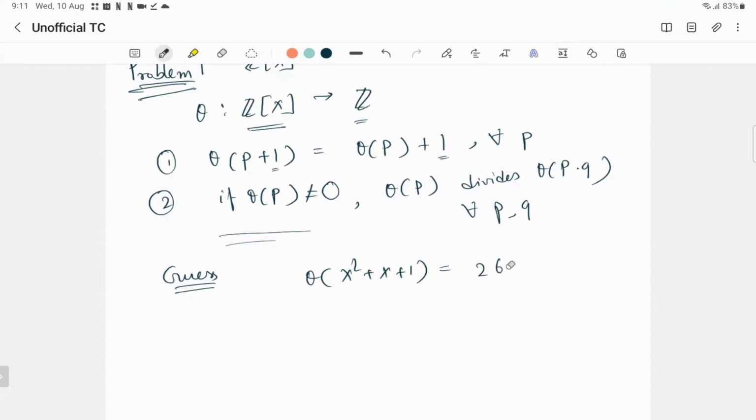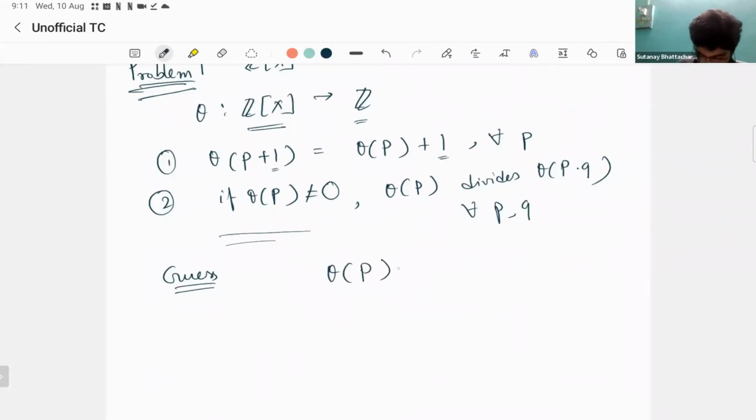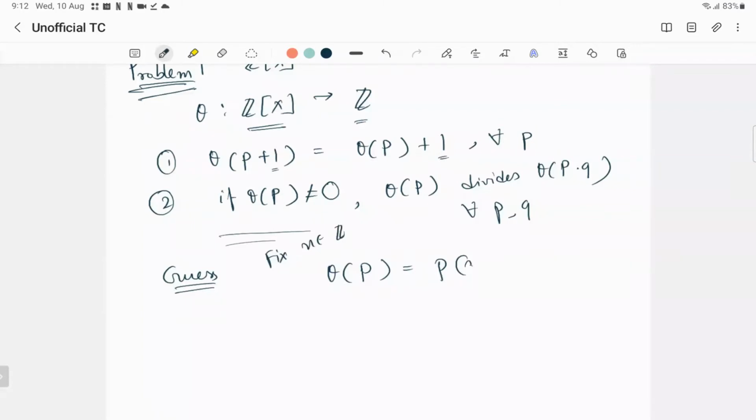Is it theta of P equal to P evaluated at some point? Yeah, that's a good example. Maybe the sum of all coefficients, which is really a special case of the other example we just saw. So I'll just write that down. We fix some integer n, and this is a function from Z[x] to Z. Take a moment to really capture what it means to have a function from Z[x] to Z, if you're still not convinced.